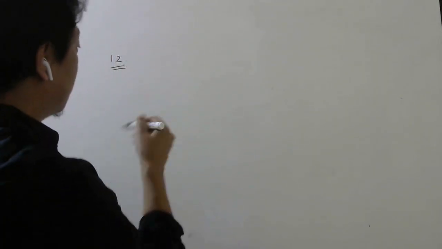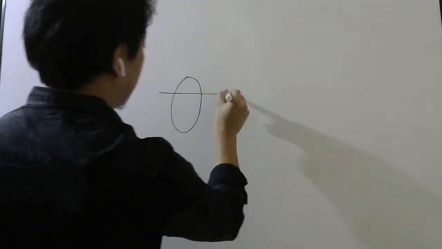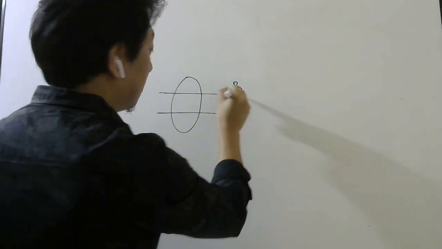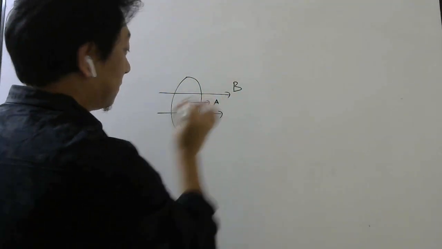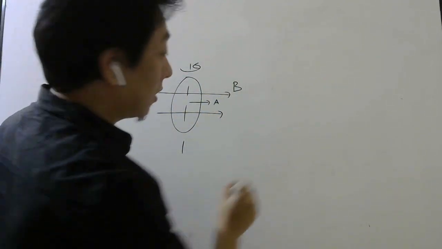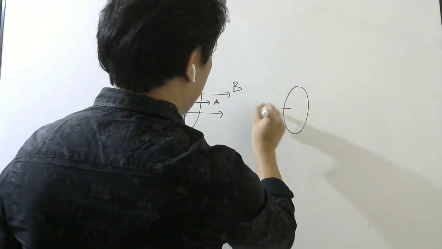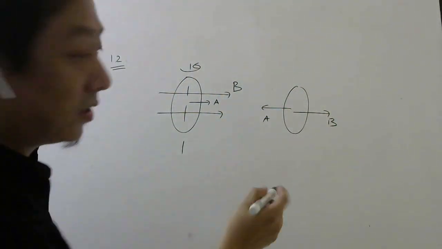First we have to check whether flux is changing or not. Of course the flux is changing. If this is the coil, the magnetic field is perpendicular to the coil. This is a uniform magnetic field. Right now let us say the area vector is here. When you rotate it by 180 degree, the area vector will be here now. Nothing has changed, only the area vector has changed.